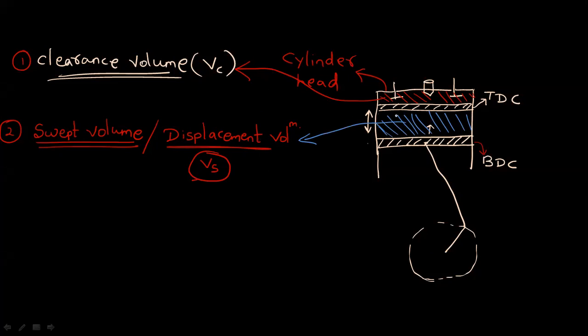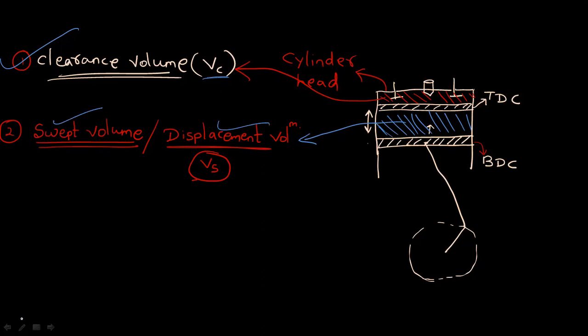What is clearance volume? When the piston is at top dead center, there is a small space between the piston and cylinder head. The volume of that space is called clearance volume. Clearance volume is indicated as VC. Next one is swept volume. When the piston travels from bottom dead center to top dead center, or from top dead center to bottom dead center, the volume covered by the piston is called swept volume or displacement volume.